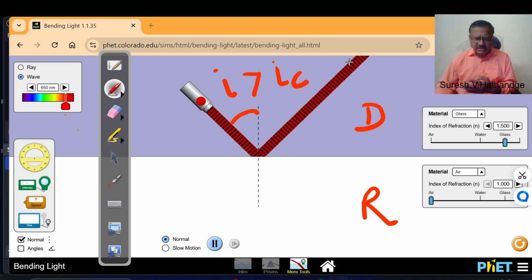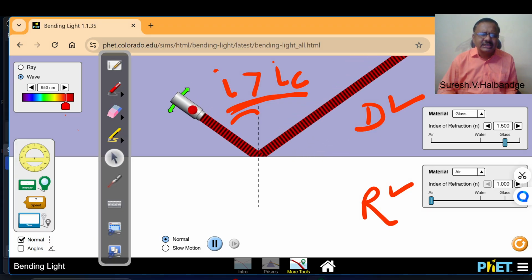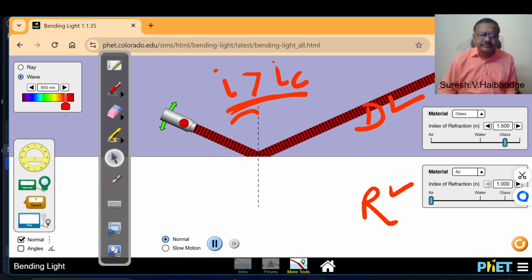So dear students, for total internal reflection to take place, there are two conditions. Number one, light should pass from denser medium to the rarer medium, and number two, the angle of incidence in the denser medium must be greater than the critical angle. Then and only then total internal reflection takes place, otherwise no.